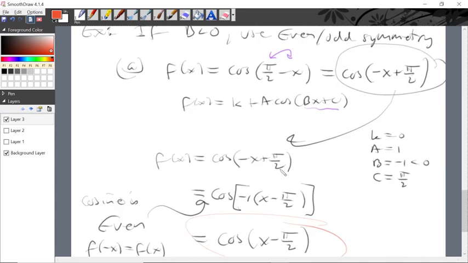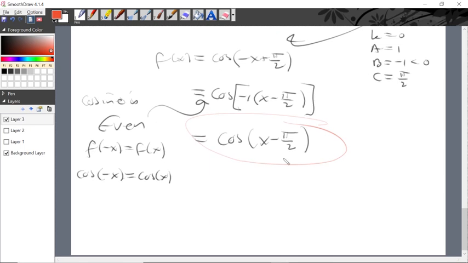Because cosine was even, we were able to change the sign of the argument. Notice that that didn't mean that we only changed the x from negative to positive. We actually had to change the pi over 2 from a positive to a negative. Both of them had to switch their signs. And then we can continue by graphing this, for instance.